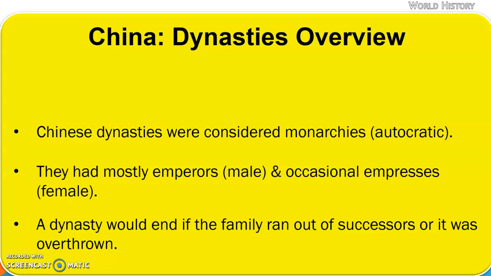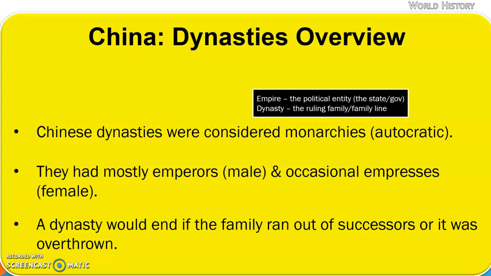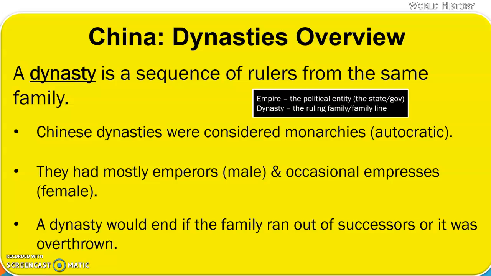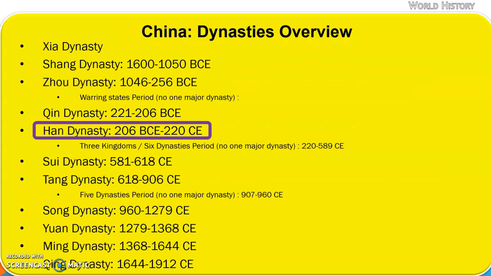Chinese dynasties overview. Chinese dynasties were considered monarchies. They had mostly emperors, but there were occasionally empresses in these dynasties. A dynasty would end if the family ran out of successors or was overthrown. Remember the difference between an empire, a political entity, and a dynasty, which is the ruling family or the family line. It's a sequence of rulers from the same family. So there's the definition there for you.